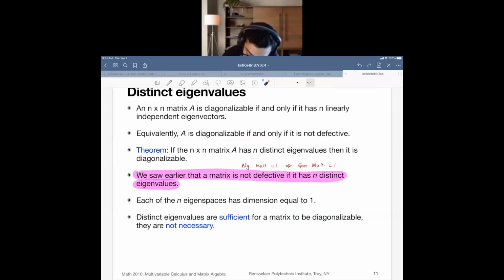However, we have to be careful about this. If you have non-distinct eigenvalues, so if you have repeated eigenvalues, that does not mean that it is defective. And hence, it does not mean that you cannot diagonalize it. You can still diagonalize it. And we'll take a look at some examples.